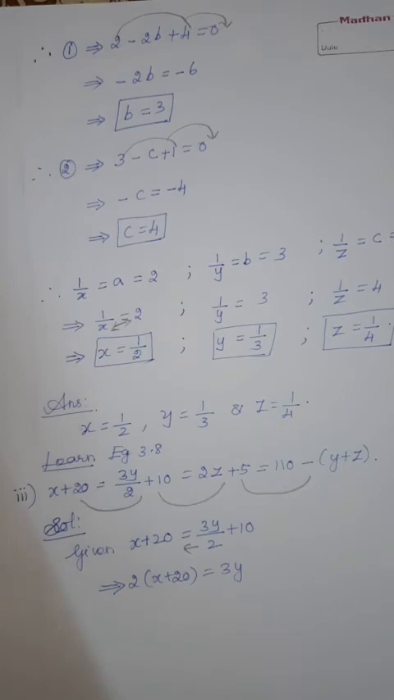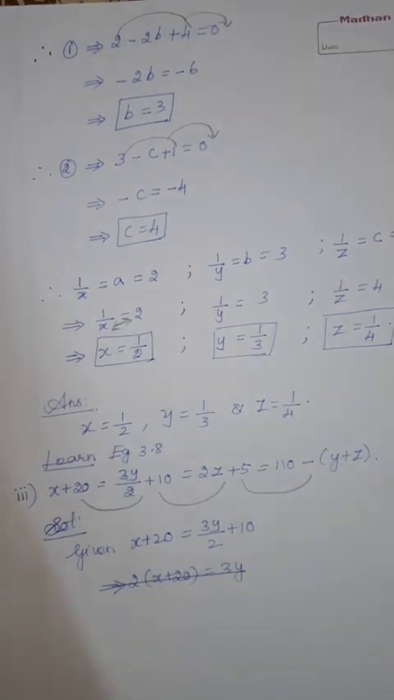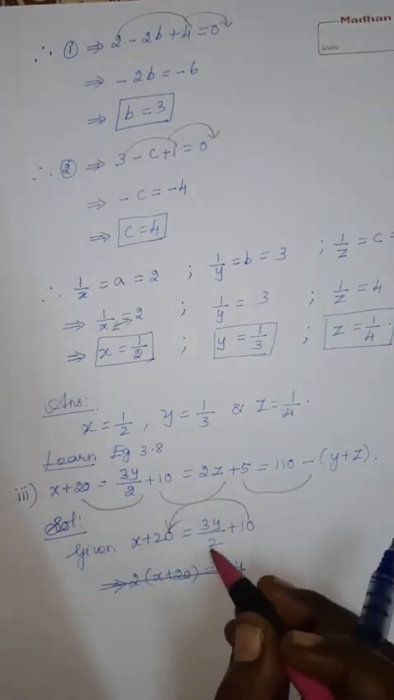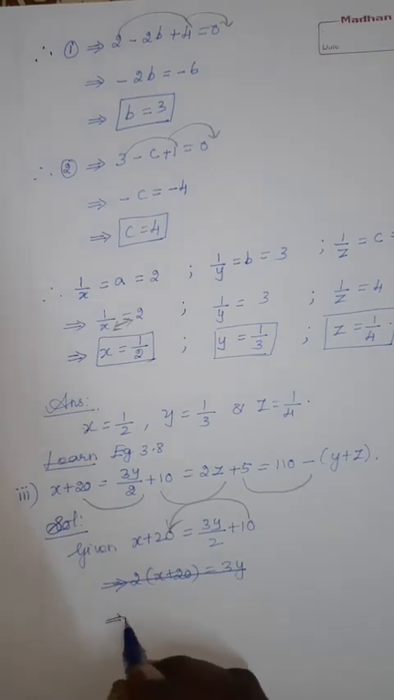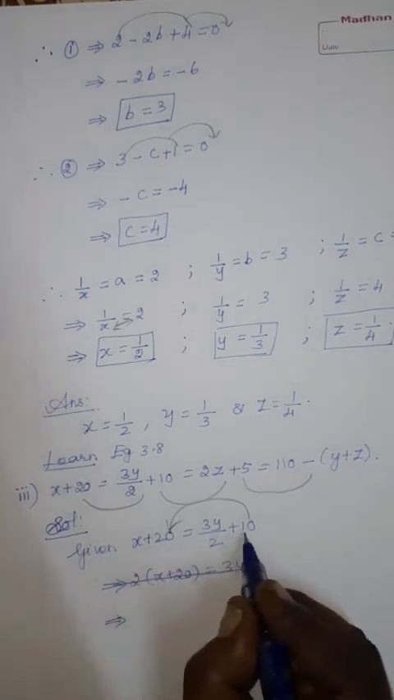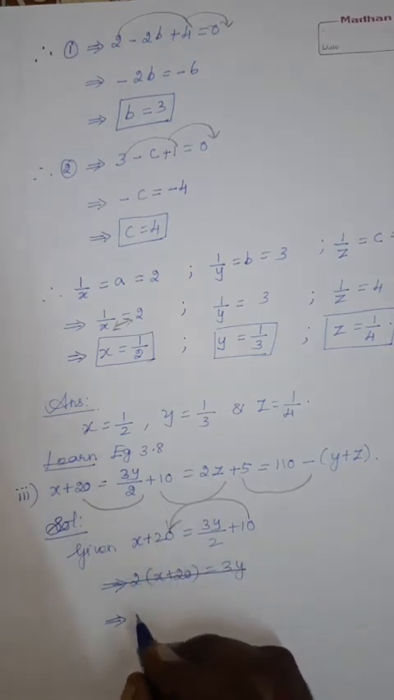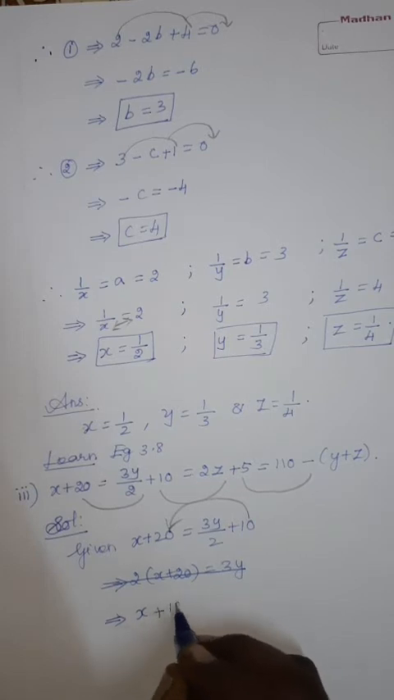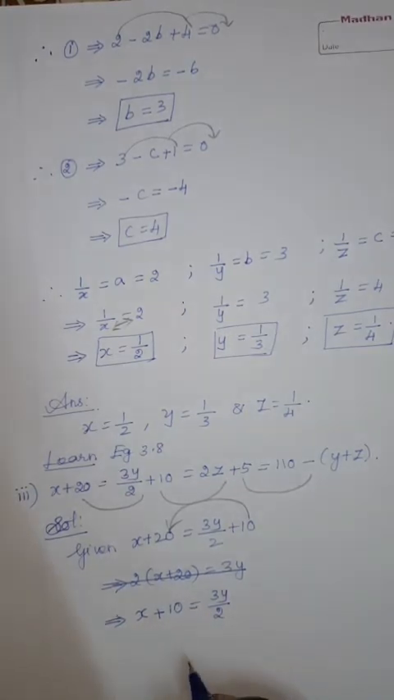Sorry. Before cross multiplying, you have to take this constant to this side. Then only we can take this 2 to this side totally. So you will get x plus 20 minus this plus 10 changes to minus 10. So what is the value? It is x plus 20 minus 10, which is x plus 10, equal to 3y divided by 2. Okay, now we can cross multiply.